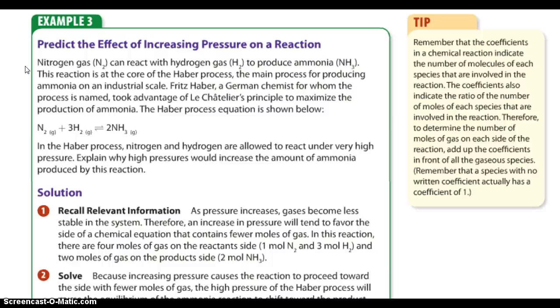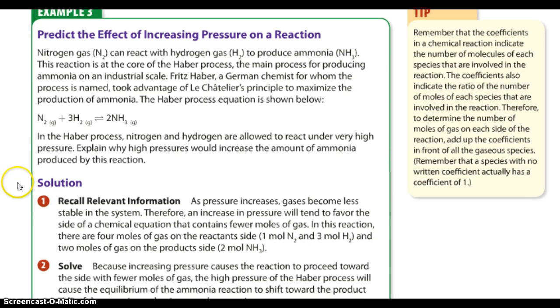In the Haber process, nitrogen and hydrogen are allowed to react under very high pressure. Explain why high pressure would increase the amount of ammonia produced by this reaction. Recall relevant information. As pressure increases, gases become less stable in the system. Therefore, an increase in pressure will tend to favor the side of the chemical equation that contains fewer moles of gas. In this reaction, there's 4 moles of gas on the reactant side, so 1 mole of N2 plus 3 moles of H2 equals 4, and only 2 moles of gas on the product side.